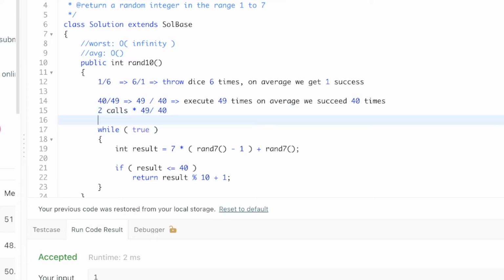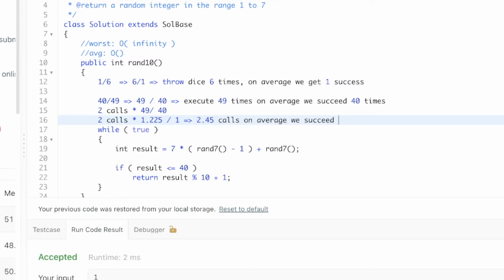So let me just simplify this. This is 1.225, this 49 over 40. So what I'm saying is, if I were to execute this 1.225 times, on average, I'm going to succeed once. And this is how many calls I have to make, right? Because I'm calling Rand7 twice here. So this would come out to 2.45 calls on average, in order for us to succeed. So 2.45 calls on average, we succeed, and just getting a number that is less than or equal to 40.